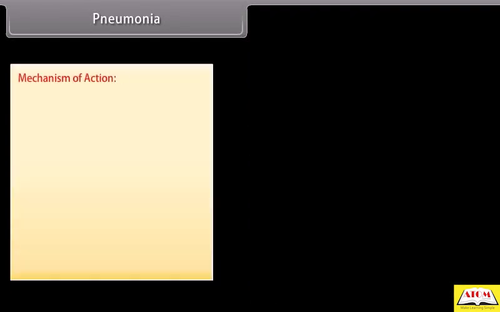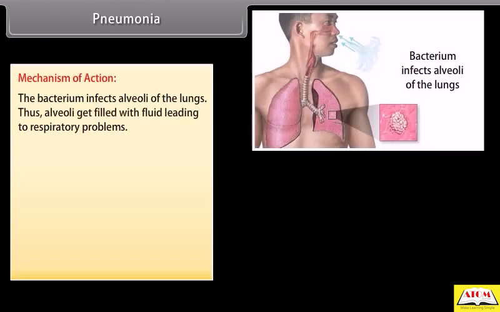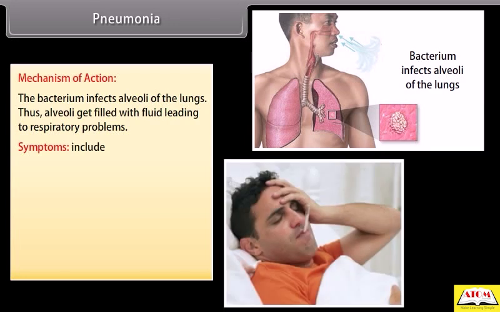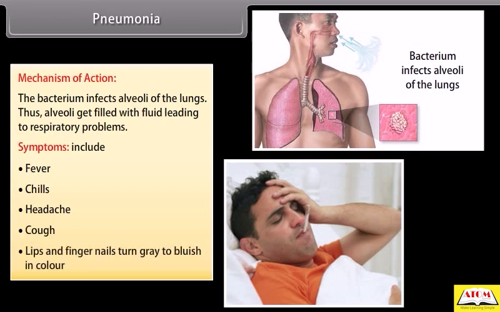Mechanism of action. The bacterium infects the alveoli of the lungs. Thus, alveoli get filled with fluid leading to respiratory problems. Symptoms include fever, chills, headache, cough. Lips and fingernails turn gray to bluish in color.